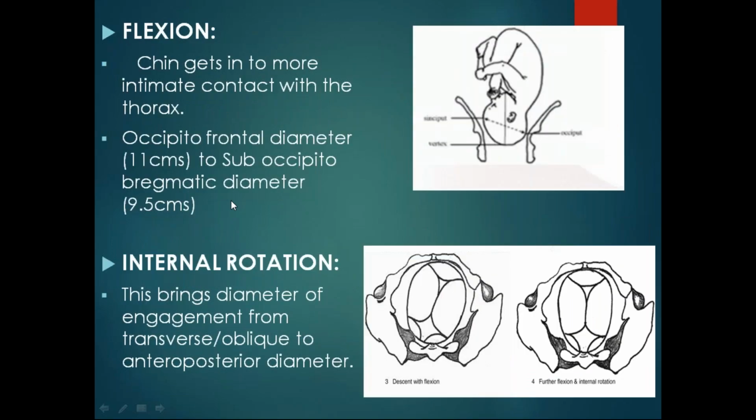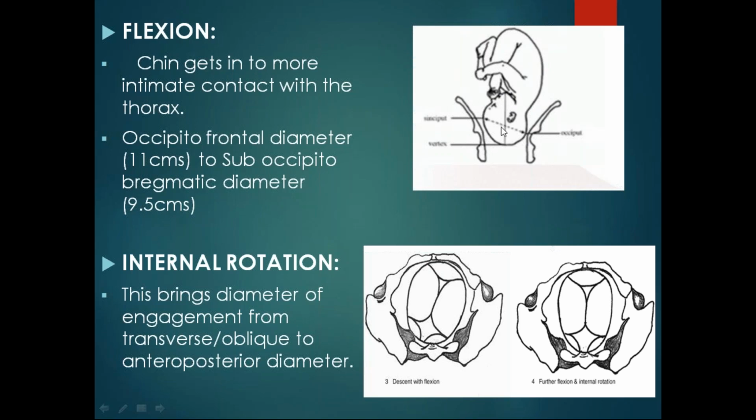Here the baby flexes upon itself. That is, the head will flex upon the chest. Why so? Because this will bring the smaller diameters towards the pelvic outlet, and that makes it easier for the baby to come. Here the chin is getting into contact with the thorax. You can see the chin is bending and coming in contact with the thorax.